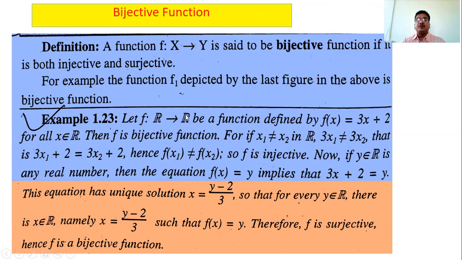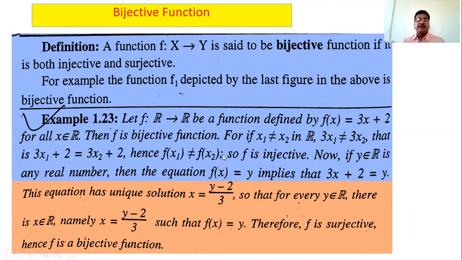Take any element from this codomain: let y belong to R, be any real number, any element of this set R. Now we have to find its pre-image. Suppose x is the pre-image of y. That is, we take the equation f(x) is equal to y. And then what is f(x)? 3x plus 2. Now we have to find the value of x.